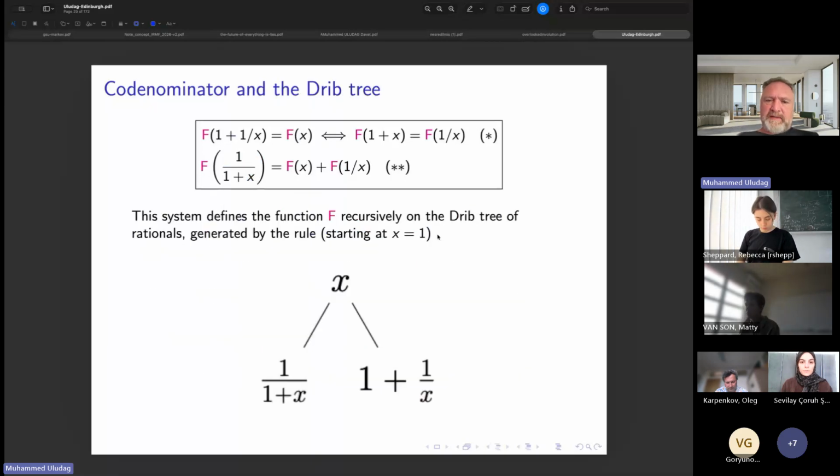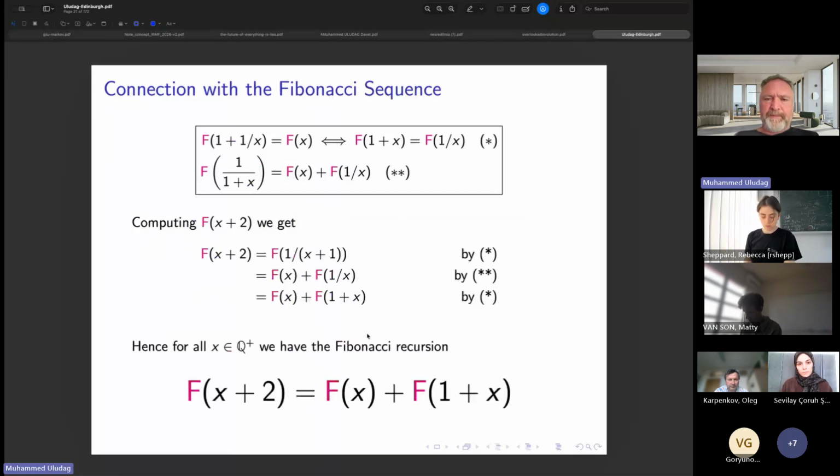And in fact, this system defines the function f recursively on what is called the drip tree of rationals, which is generated by the rule. It is similar to the calculus tree, but the production rule is somewhat different. So the children of x are 1 over 1 plus x and 1 over 1 plus x. We can produce all positive rationals this way too.